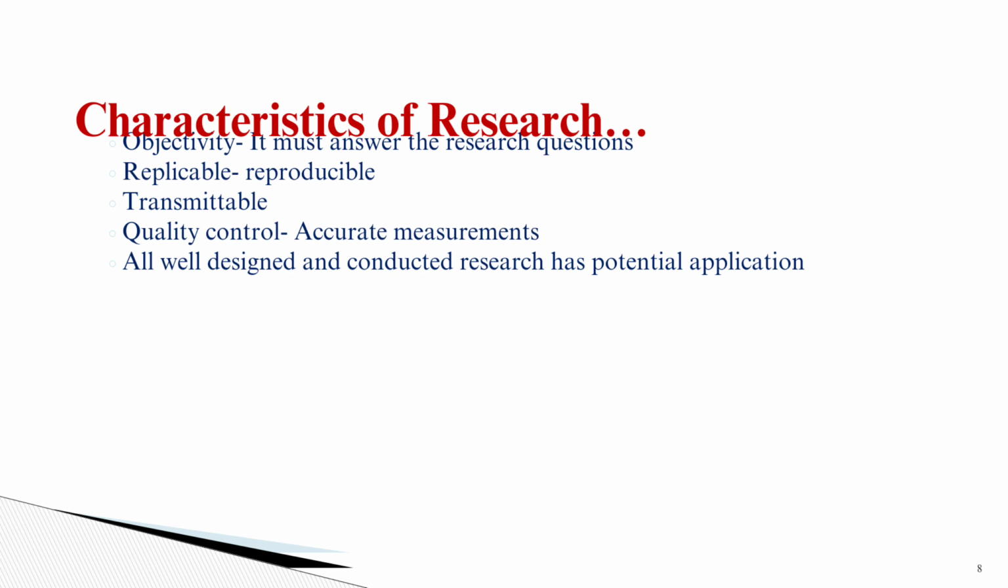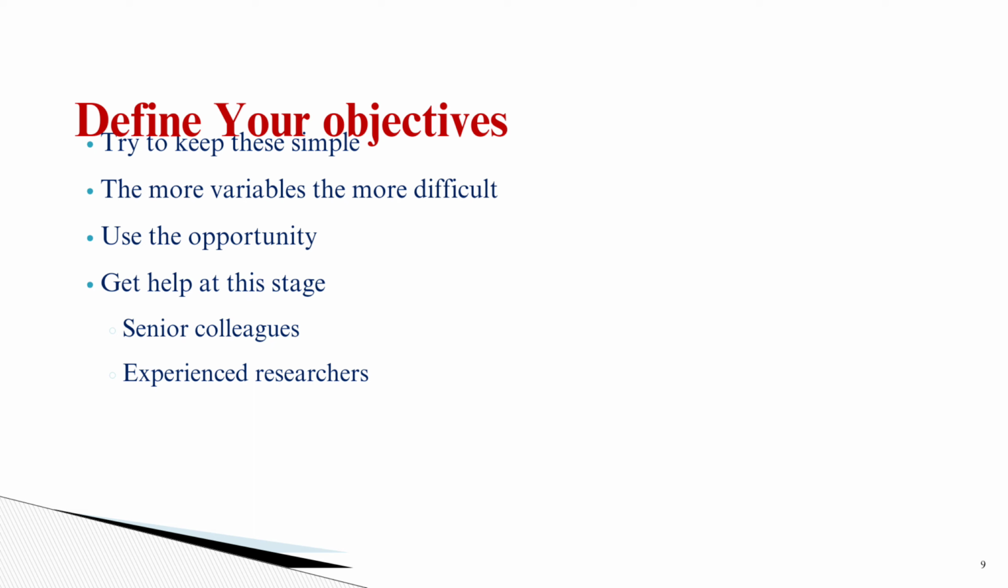Now, what should be the objectives of research? Try to keep the research as simple as possible. The more variables, the more difficult the research. Use the opportunity. Get help at this stage from senior colleagues and experienced researchers.